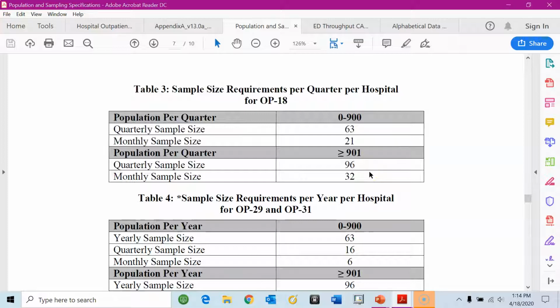Now, you don't have to sample. You can do all of the cases if you want. You can do more than what is listed here. This is the minimum. So you have to do at least this or anything greater than that if you want.